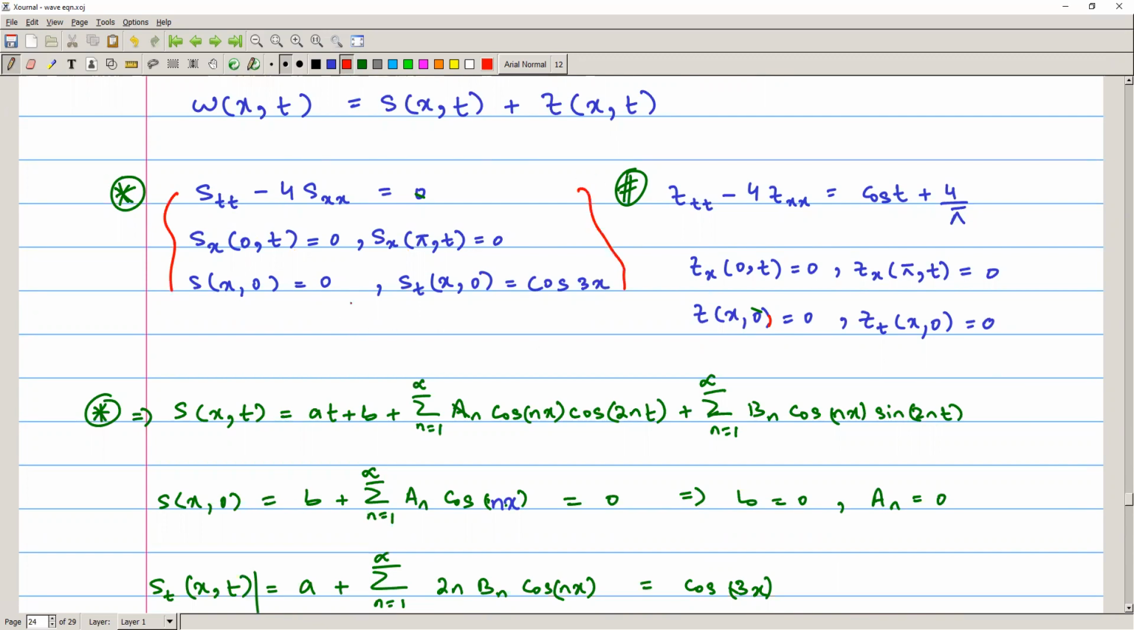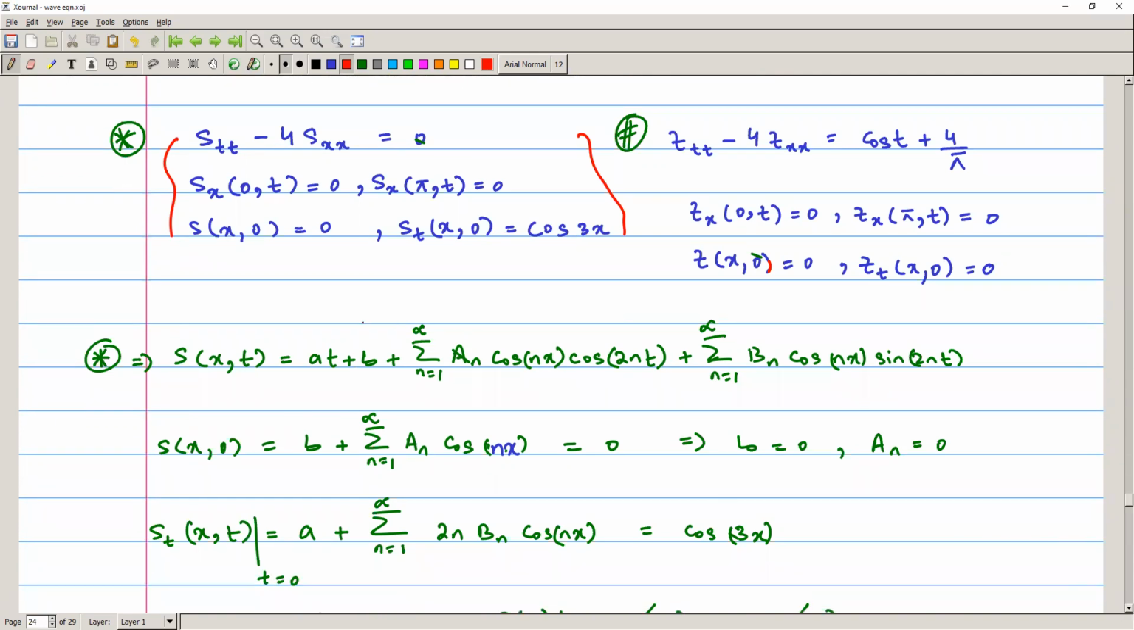We know how to solve it. This is a Neumann problem, Neumann boundary conditions, homogeneous equation. So the solution is given by S(x,t) = At + B + summation a_n cos(nx) cos(2nt) + summation b_n cos(nx) sin(2nt), right? Now we will formulate a_n and b_n, these coefficients.